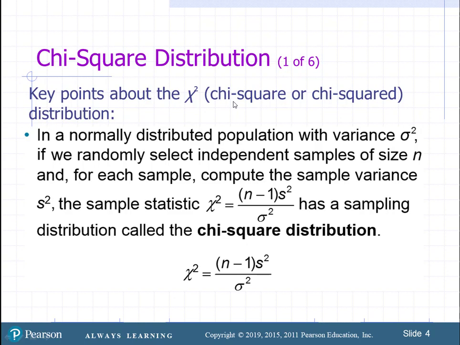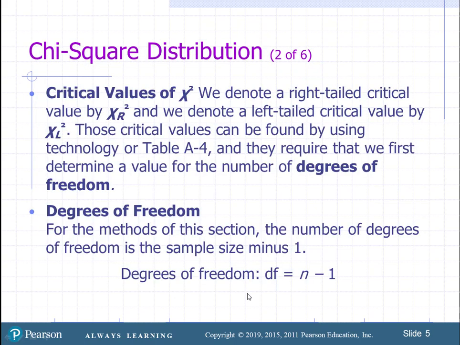And so what we're going to do is we need to come up with the chi-squared sample statistic, and you can see here is our equation. We're going to talk about our chi-squared distribution, and it's a ratio between our sample variance and our population variance. So when we have a critical value of chi-squared, we have two critical values. We have the right tail and we have the left tail.